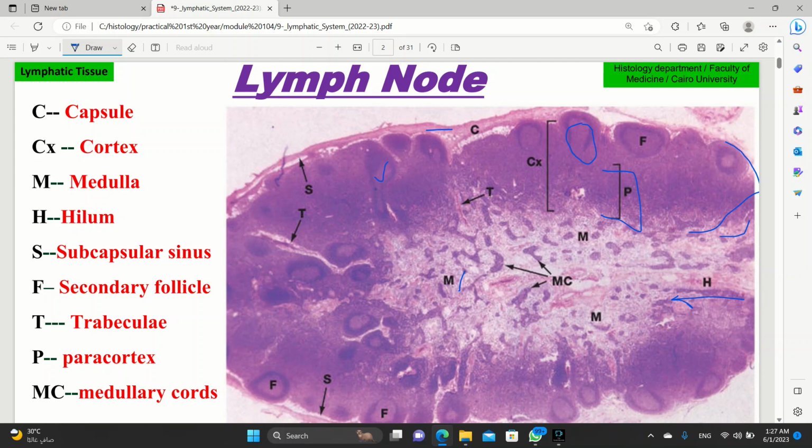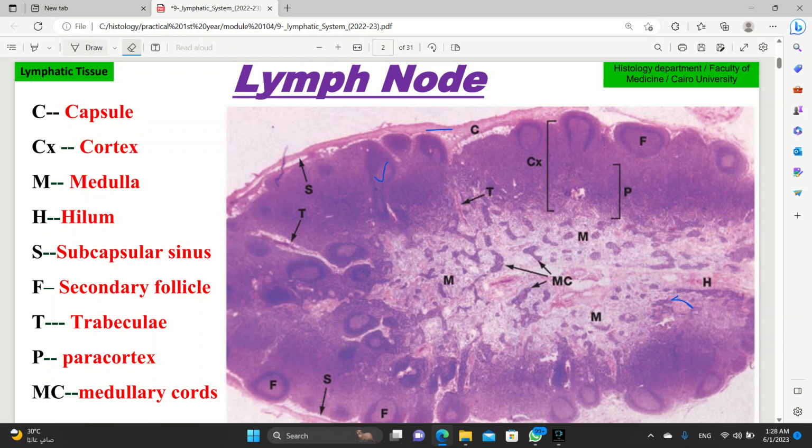I'm sorry, but basically that's the cortex. And it has a paracortical region. The cortex here has some sort of lymphatic follicles. So where you can find the follicles, that's the cortex, because there are follicles. They're trabeculae stuck. So that's the cortex. And the one that has no follicles and is diffuse, homogeneous, that's the paracortical region, which is the thymus dependent zone.